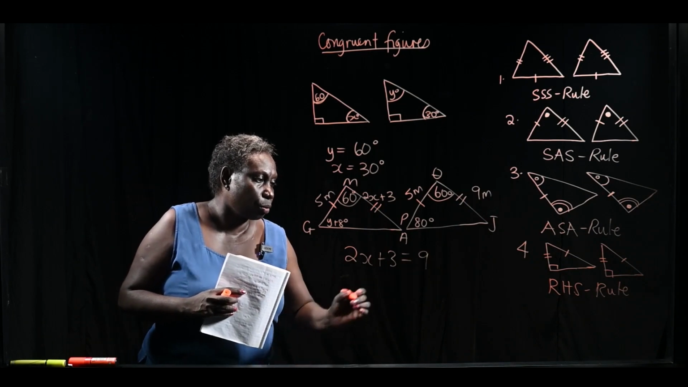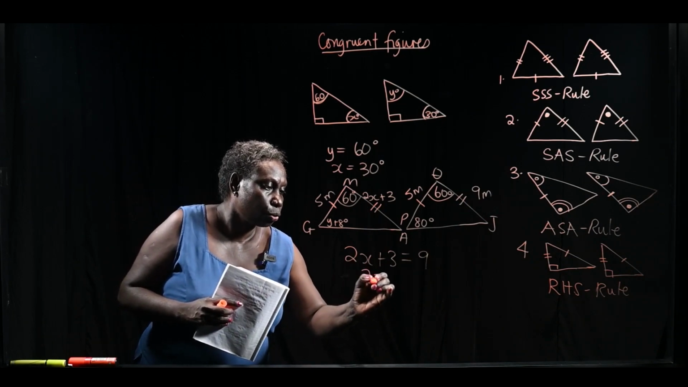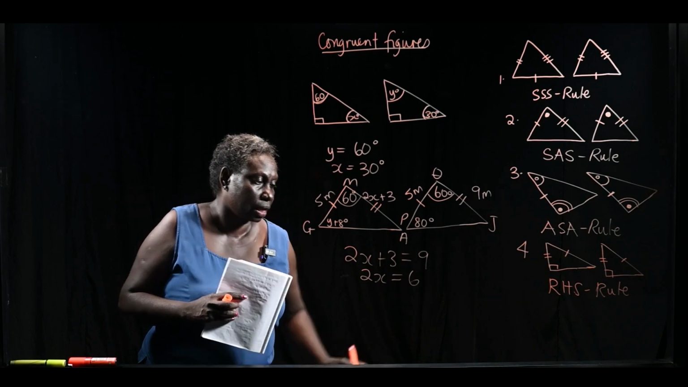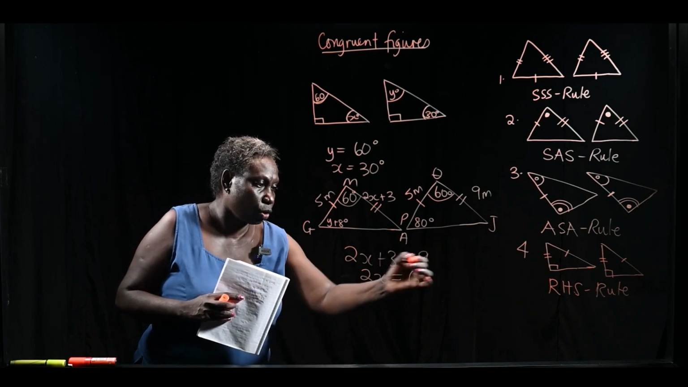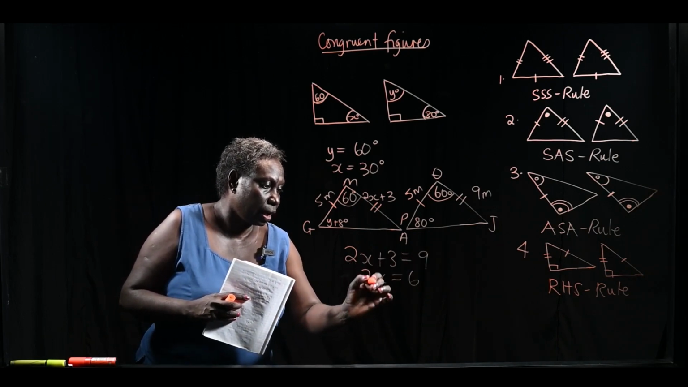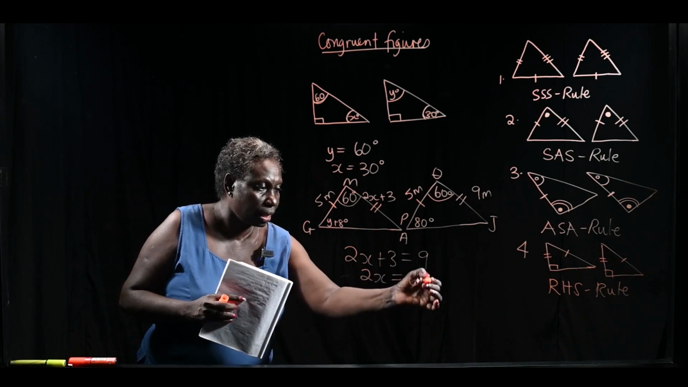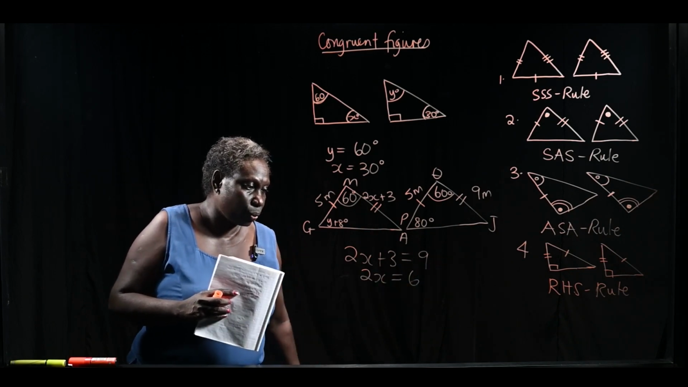We subtract 3 on both sides of the equation. 2x will be equal to 6. When I subtract 3 on both sides of the equation, we are left with 2x on the left-hand side and on the right-hand side, we have 6.